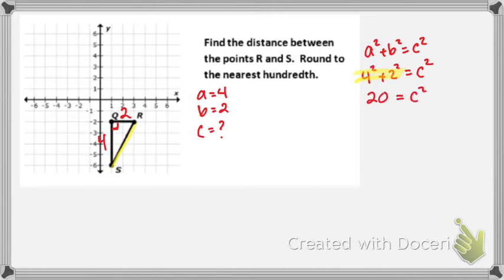Remember, we have to get rid of this square. The opposite of a square is a square root. So I'm going to take the square root of both sides. The square root of 20, we put into our calculator, and we get 4.4. It says nearest hundredth, so I need 2 decimal places. Let's do 4.47. And that is C.